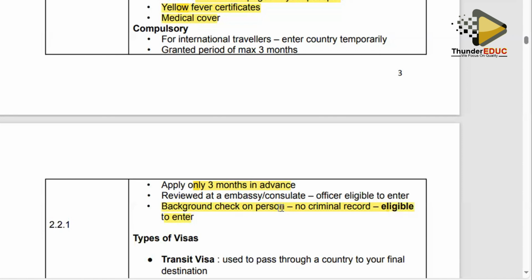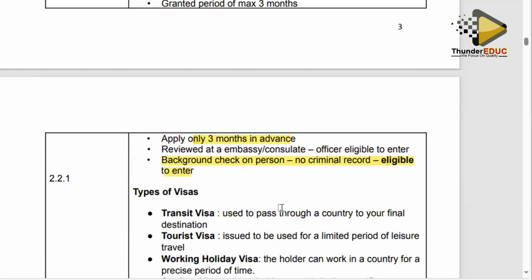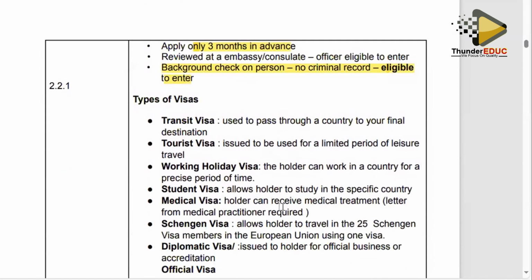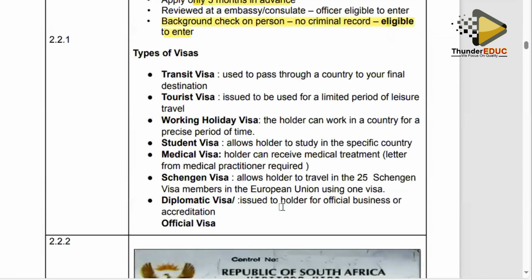Then another thing, we also have the types of visas, the different types of visas. So the first type of visa, which appears there, is known as a transit visa. It is known as a transit visa. It is used to pass through a country to your final destination. So when you're passing through a country to your final destination, you need to carry a transit visa.